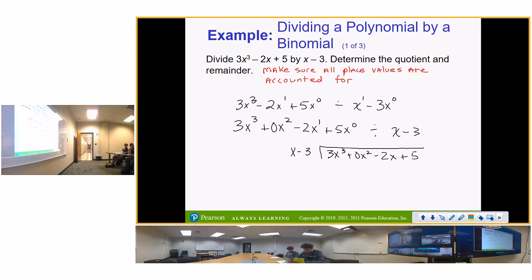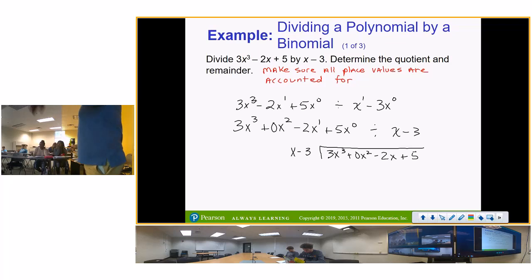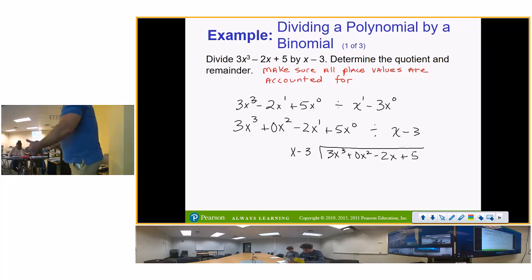Now, what if I had a missing term in the x minus 3? Then I would have to put a 0 term in there. That's why I wrote it in red right there. You have to make sure every place value is there. If you don't, you might as well not even do it because it's going to be wrong.